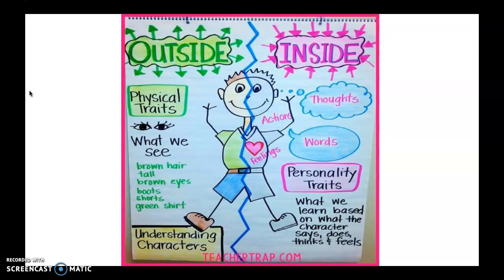Also, we can work on inside and outside traits of our character. Like we said, physical traits on the outside are what we see: brown hair, tall, they're wearing boots or shorts, they have a green shirt. As well as the inside, what they're thinking, what words they're using, their traits or their personality. We think about what the character says and does, and even how he or she feels. This will help your reader make a picture in their mind and see, oh wow, I can really picture that character. Remember to use as many descriptive words as possible.